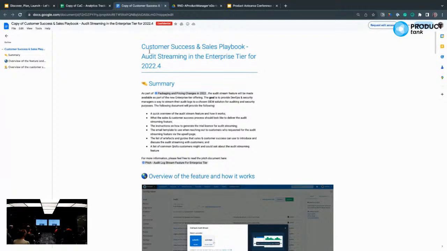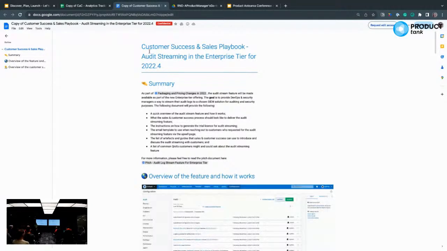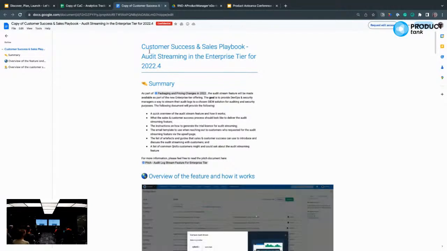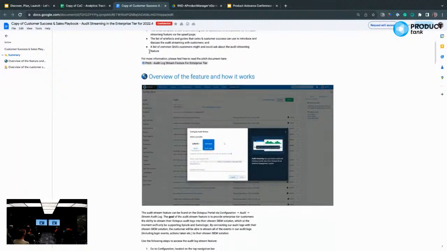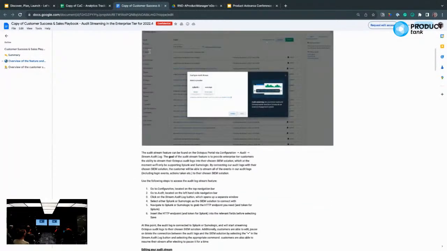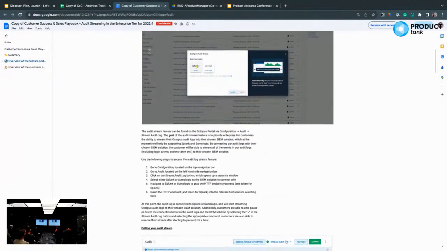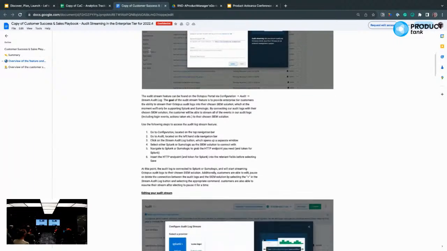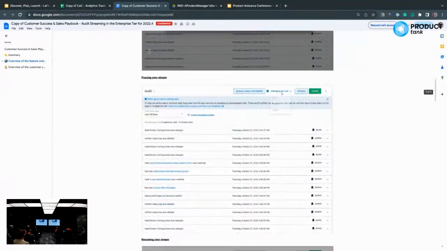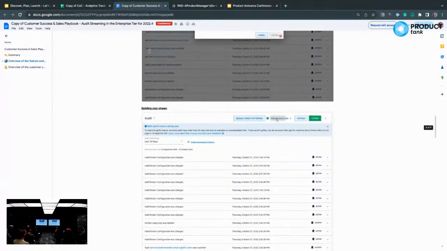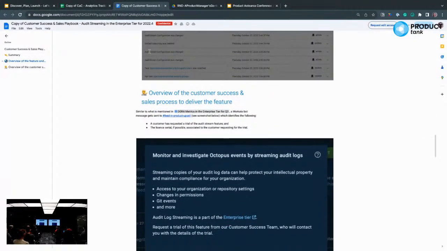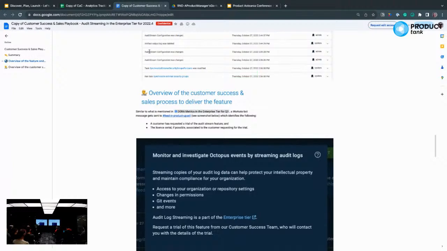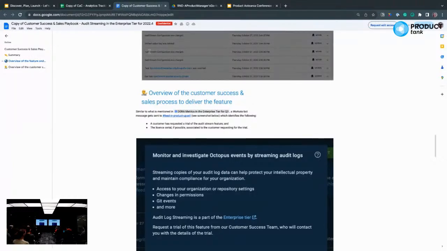Cool. So this is a playbook from last year. We launched a new enterprise feature, and so we start off talking a bit about the summary of the feature. We even include screenshots, GIFs, videos, whatever really will be helpful for our internal team members to understand the value. And then we also talk about, if we scroll down, the value to customers, what the customer will see, how they can request a trial of this enterprise feature.